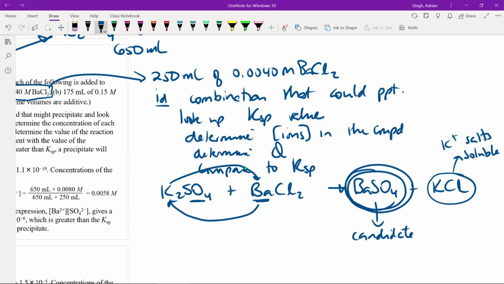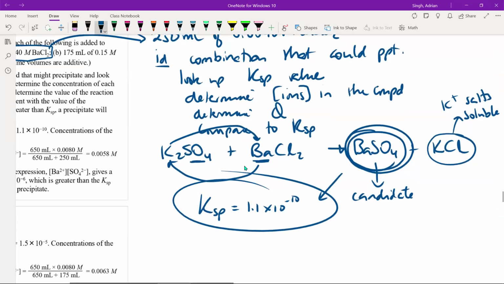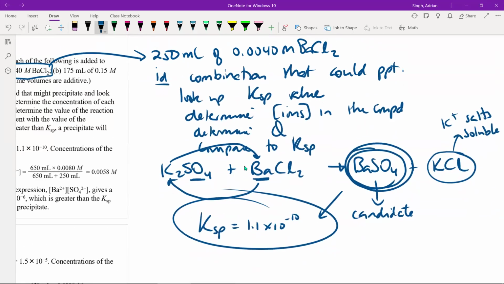We're using stuff we learned way back in Gen Chem 1, right? We have 2 ionic compounds. We can predict double replacement. We swap the cations to make new combinations. So the barium sulfate, the KSP for this, if we look it up in our tables, is 1.1 times 10 to the negative 10, right? So yes, that's a fairly small value for KSP. We can go ahead and use that one to determine.